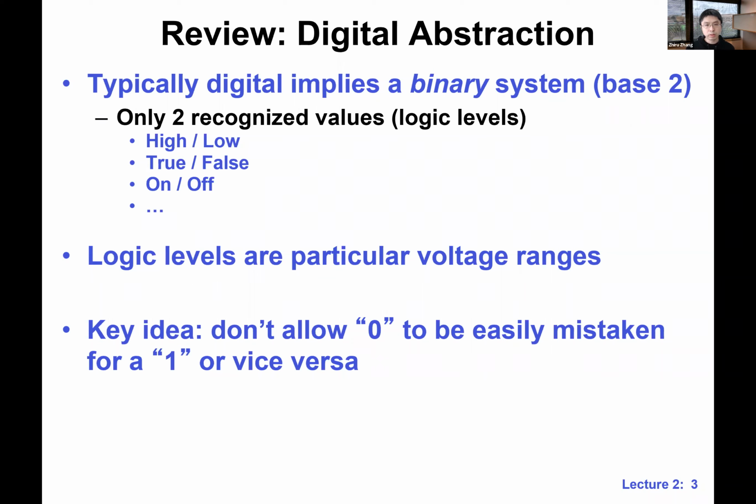And in our system, since this is an electronic system, we use voltage to indicate the logic level. So we usually use high voltage to indicate the high logic level, which is 1, and the low voltage for 0. The nice thing about this binary system is that we can tolerate some noise, so that 0 cannot be easily confused with 1. That's the key idea. I also just want to briefly remind everyone again: a digital system is really about having a finite set of values. That's the key idea.